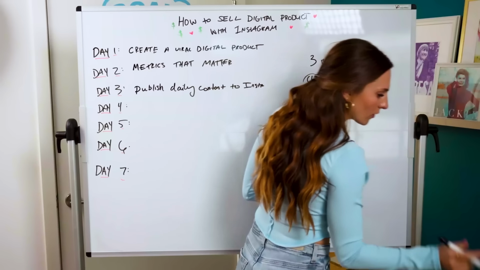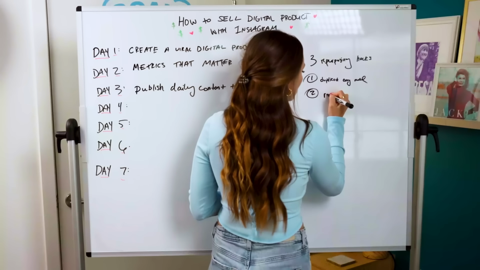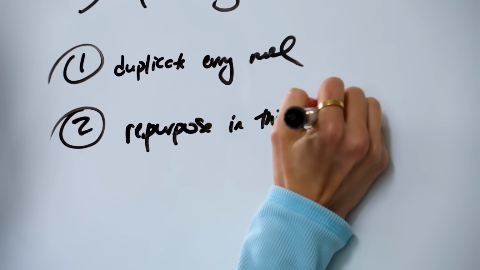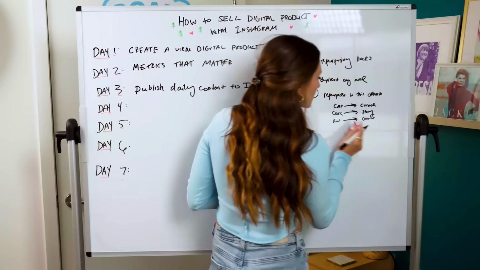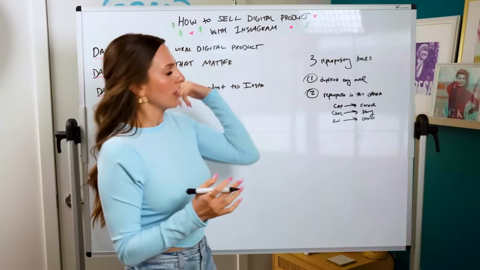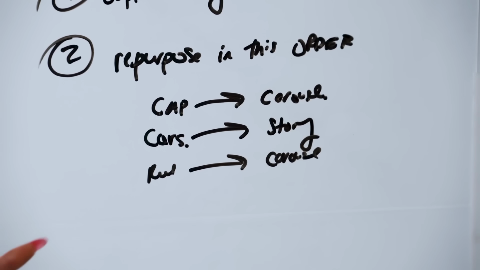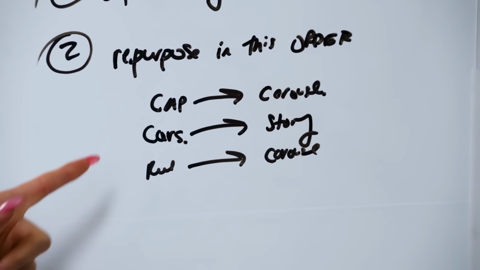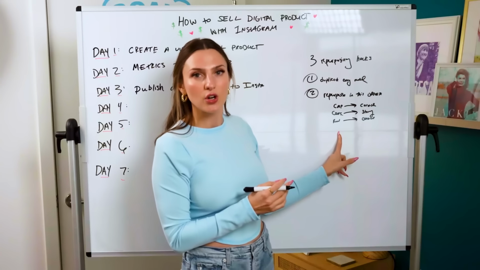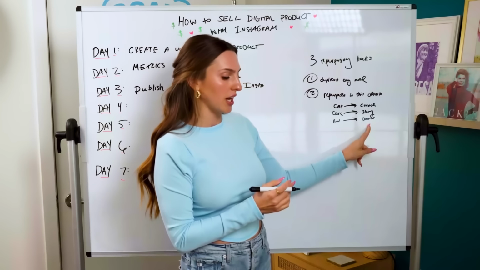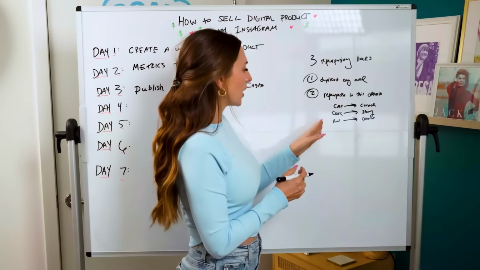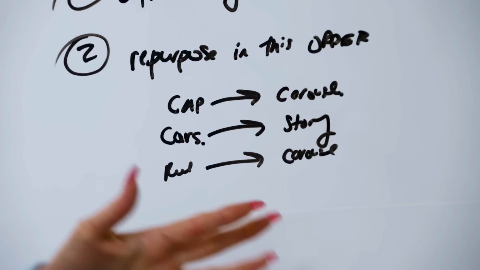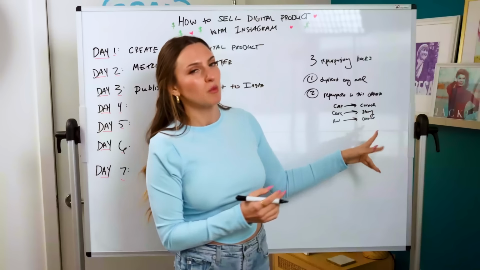Number 2, you need to repurpose in this order. There's an order to repurposing that makes it really easy. So this is the order to do it in, not just an order of what to repurpose first, but also the ease of effort. It's the easiest thing to turn a caption into a carousel. Then it's fairly easy to turn a carousel into a story. It's more difficult to turn a good reel into a good carousel. That's the hardest level. So when you're repurposing, repurpose in this order, because it's easier to do it this way, and it's also a really small way to do it.